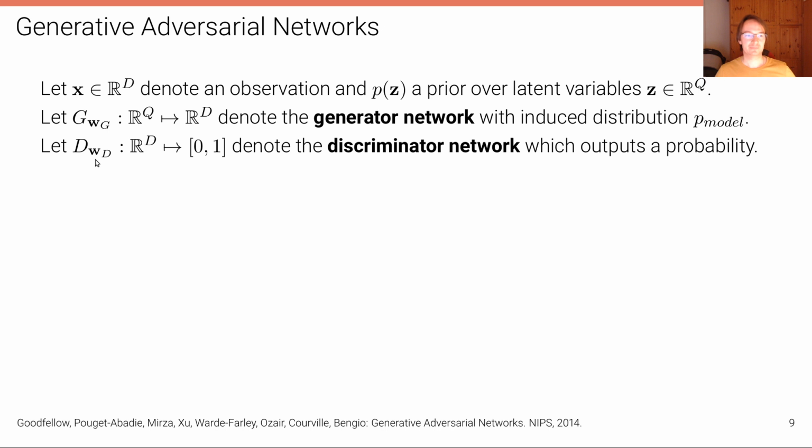Then let D with parameters WD denote the discriminator network that maps from the observation space. So it takes as input, let's say, an image, a generated or real image, and then maps that image to a probability that is between 0 and 1. So the discriminator network outputs a probability. Typically in the last layer of this discriminator network, we just have a simple sigmoid activation function to map to the range 0, 1.